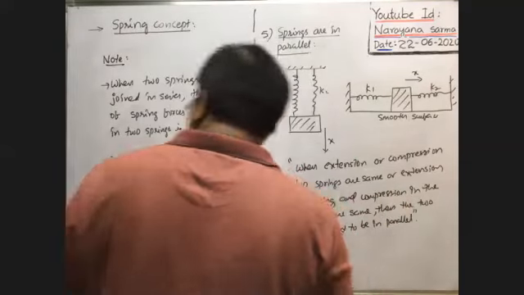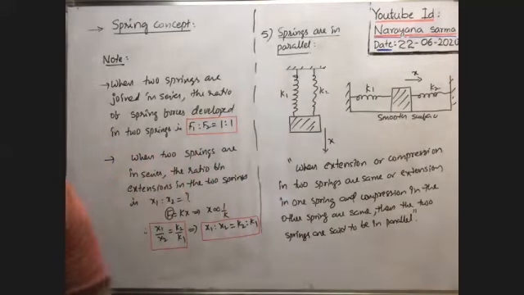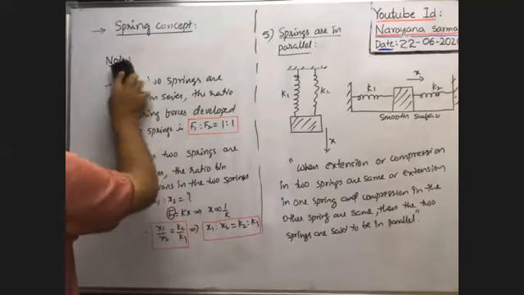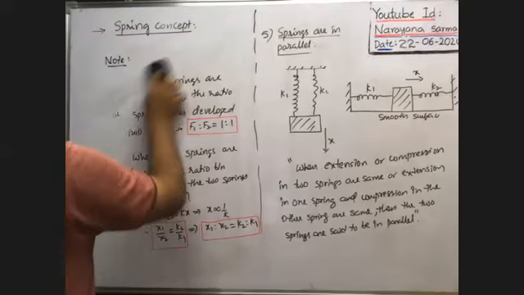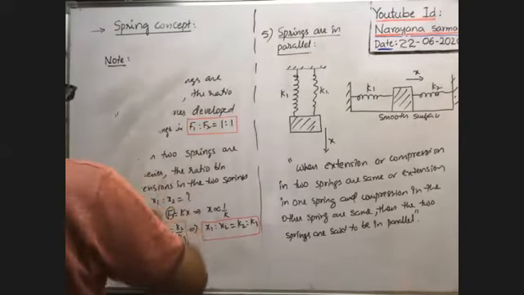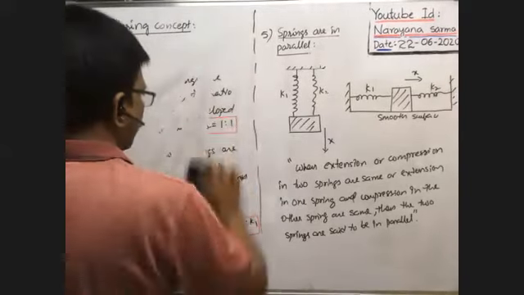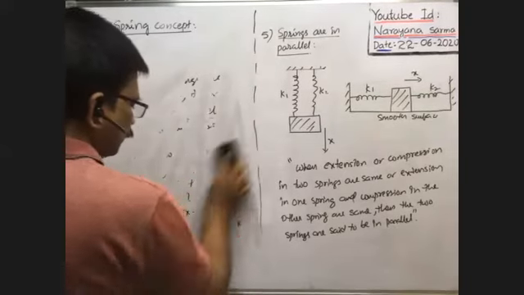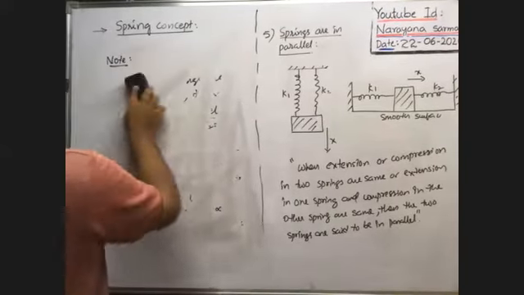This is a very, very important point. Now, whenever the two springs are connected in parallel, then what is the effective spring constant of the two? Effective spring constant of the two springs connected in parallel. So we have to derive the formula for that.